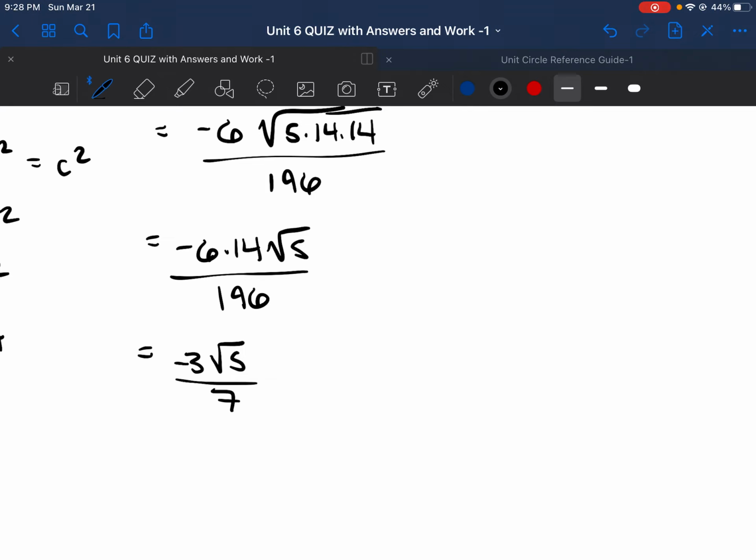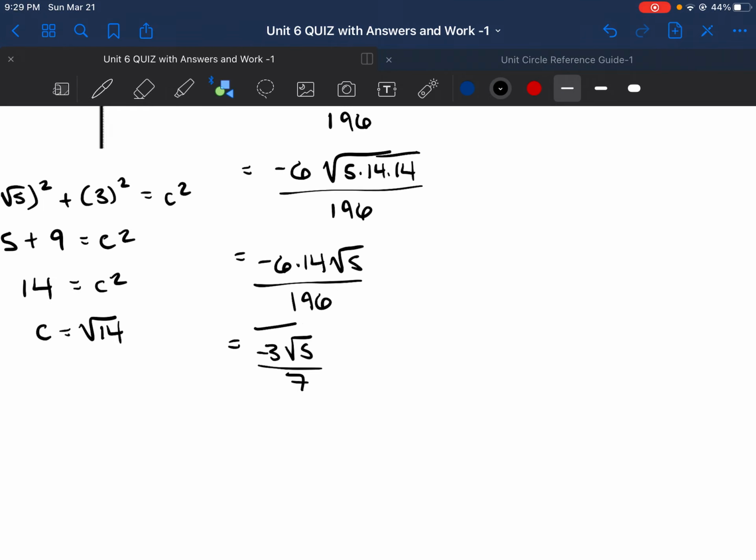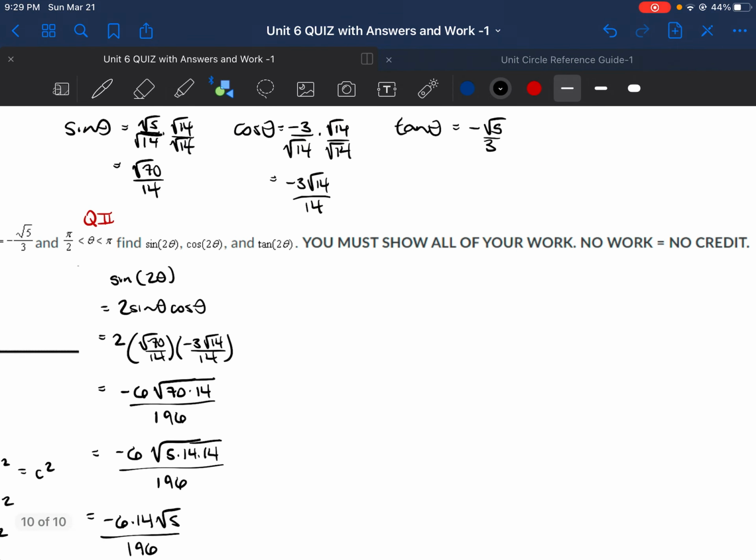Okay, and let me just double check my key real quick just to make sure that that is correct. But I'm pretty sure that's correct. That looks pretty good to me. Just one more second, loading my key real quick. Yep, that's what I got on my key. So perfectly good. All right, now let's do cosine of 2 theta.